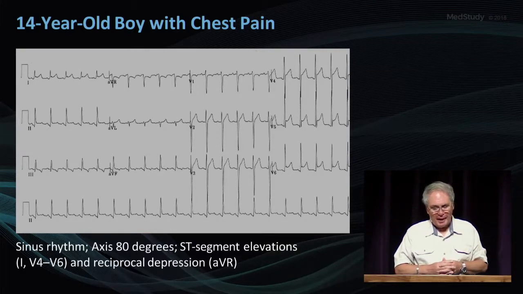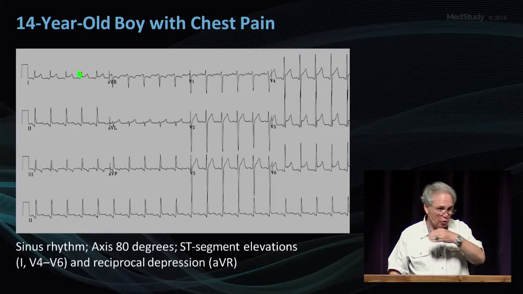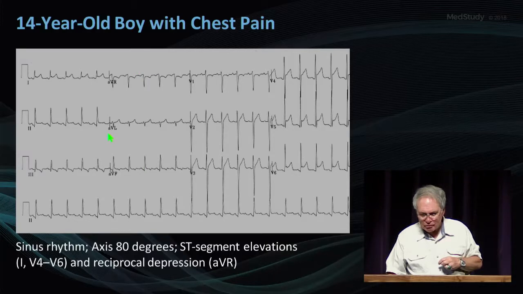14-year-old boy with chest pain. This really could appear on the exam, okay? Sinus rhythm, there's a P wave before each QRS. The axis is perfect. There's a positive deflection in AVF and in lead 1, so it's in that normal adolescent quadrant on that pie graph that I showed you.